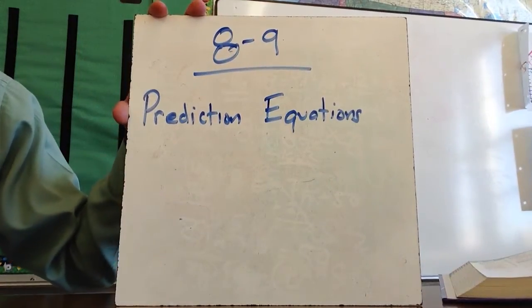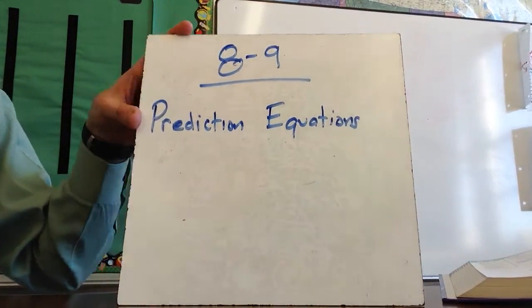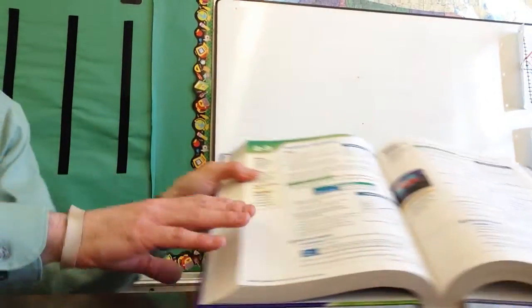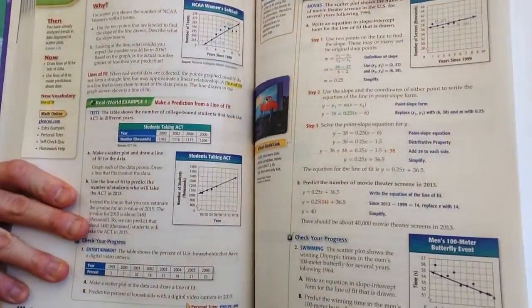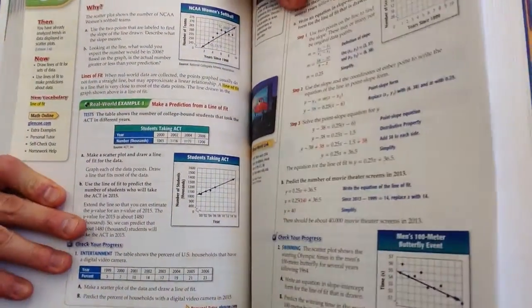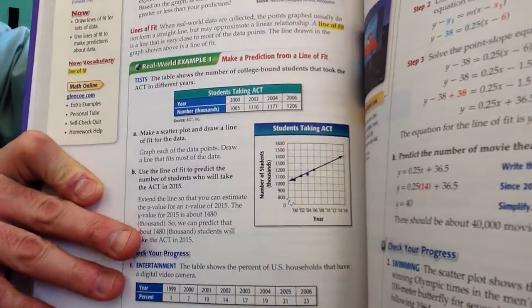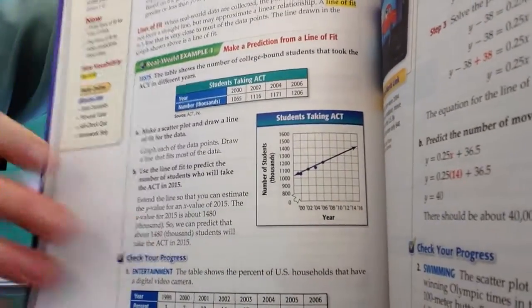This video will discuss chapter 8-9, prediction equations. This chapter is going to do a lot with scatter plots and lines of fit. I'm going to show you a couple of graphs in the book, and I want you to pay close attention to the graph of this.